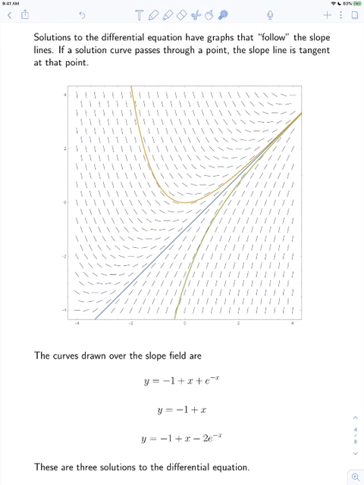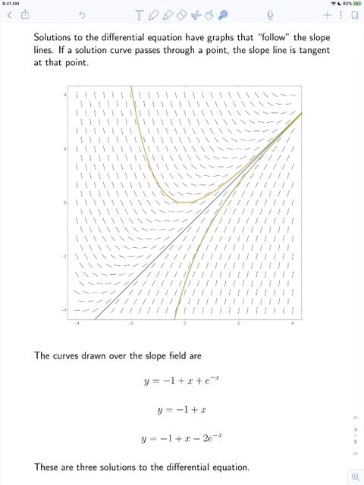Notice that we haven't drawn in the xy axes. The x-axis is right here, and the y-axis is right here. They're not drawn in by the computer just to make it a little easier to look at the slope field, but you can put them in if you want. So the top one is y equals minus 1 plus x plus e to the negative x. The bottom one right here is y equals minus 1 plus x minus 2 times e to the negative x. That's this one.